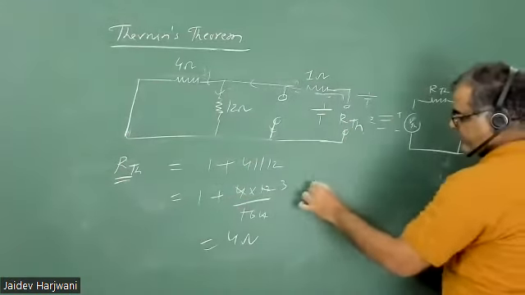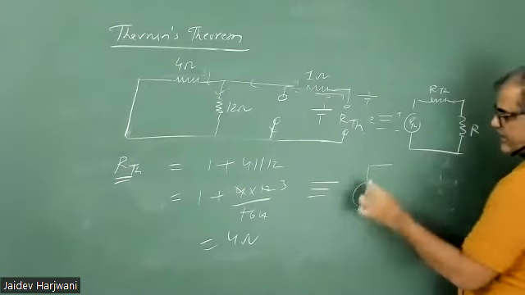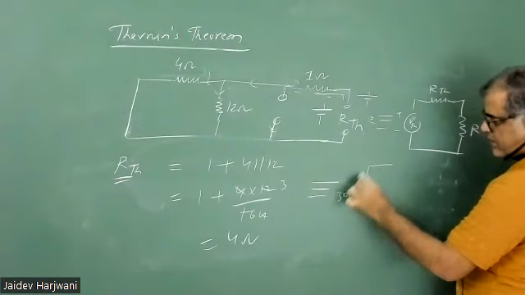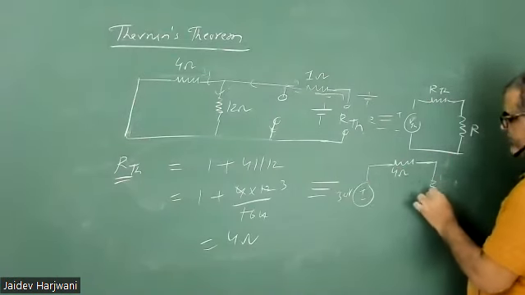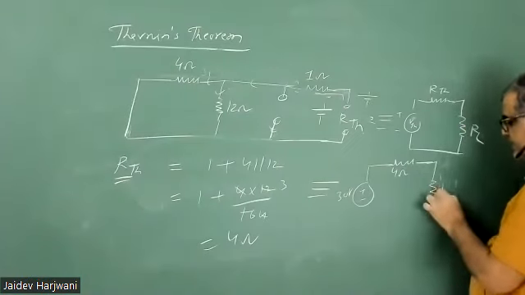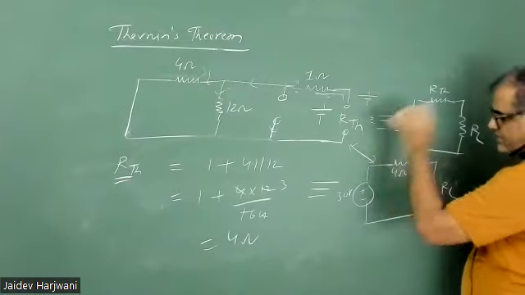So this is coming 4 ohm. Okay, now what will be the equivalent circuit? Equivalent circuit will be your VThevenin, which is 30 volt, in series with RThevenin, and RThevenin is 4. This is 4 ohm, and again you can put your RL here. So this is your equivalent circuit of this one.